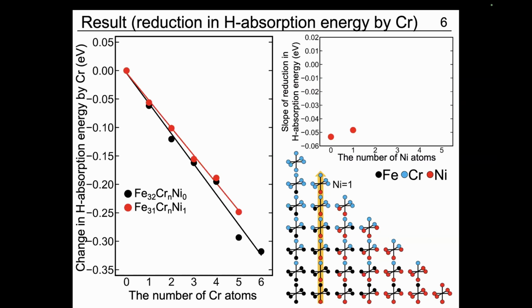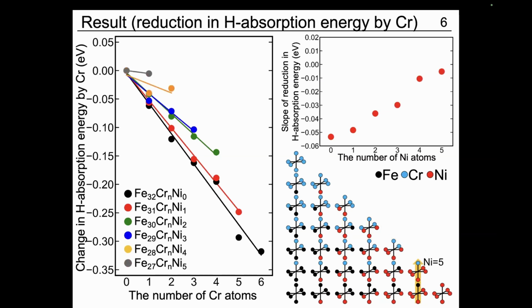And this graph shows the magnitude of these lines' slopes, and the red point represents the magnitude of the slope of this line. When the number of nickel atoms becomes 2, the slope is more gentle. And a similar trend appeared when the number of nickel atoms increased. And this result indicates that nickel inhibits the reduction in hydrogen absorption energy by chromium atoms.